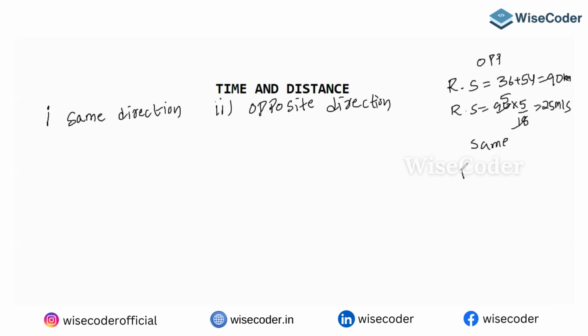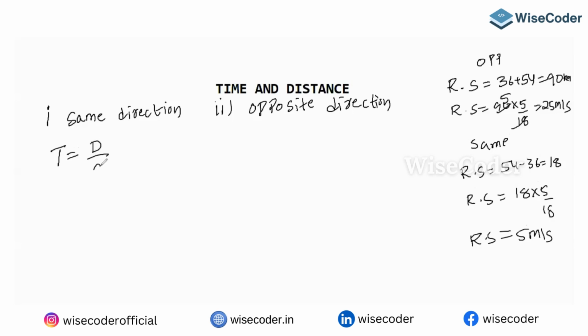Same direction. What is the relative speed? 54 minus 36 gives you 18. So in the same direction, the relative speed is 18 into 5 by 18, which gives you 5 meter per second. I want time. The time formula is distance by speed.